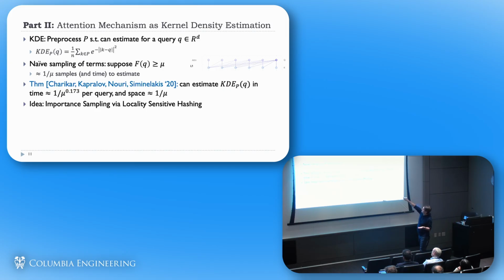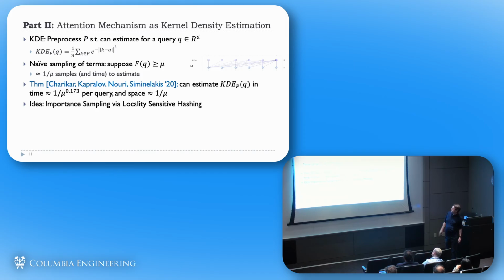Because you say, well, rather than sampling all of these, let me try to sample the terms which are bigger here. And note that the terms which are bigger here are the ones where these keys or these points are closer to the query, so somehow connected to nearest neighbor search. So what they showed is that you basically can use locality sensitive hashing, kind of algorithm itself, to speed up this sampling.